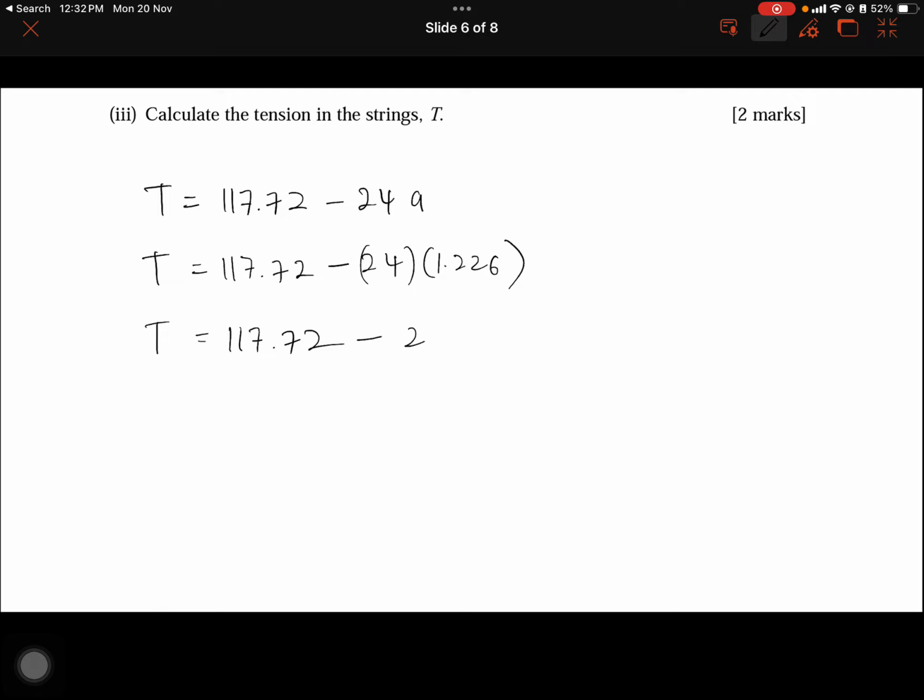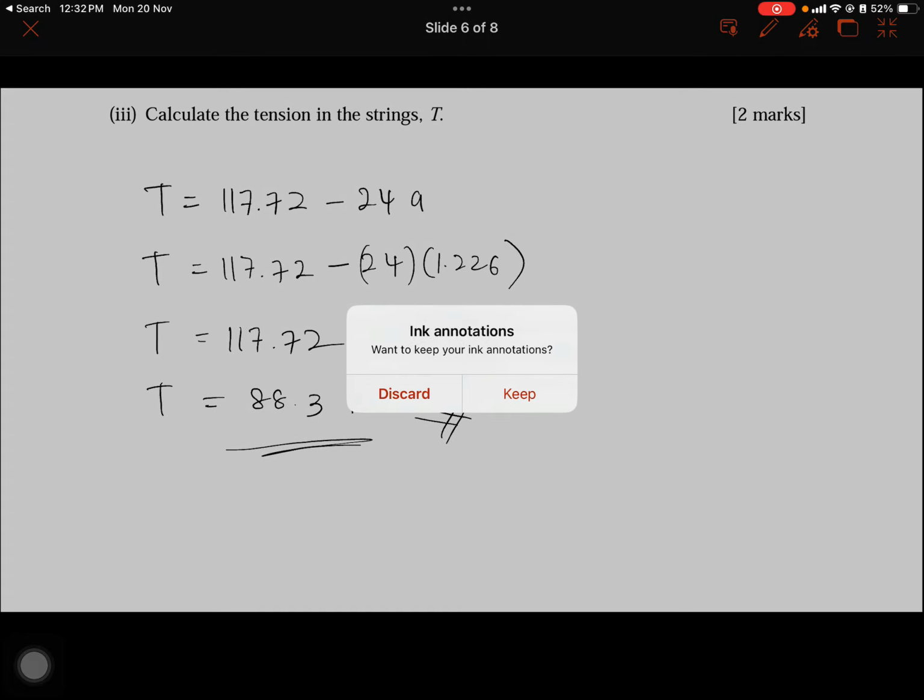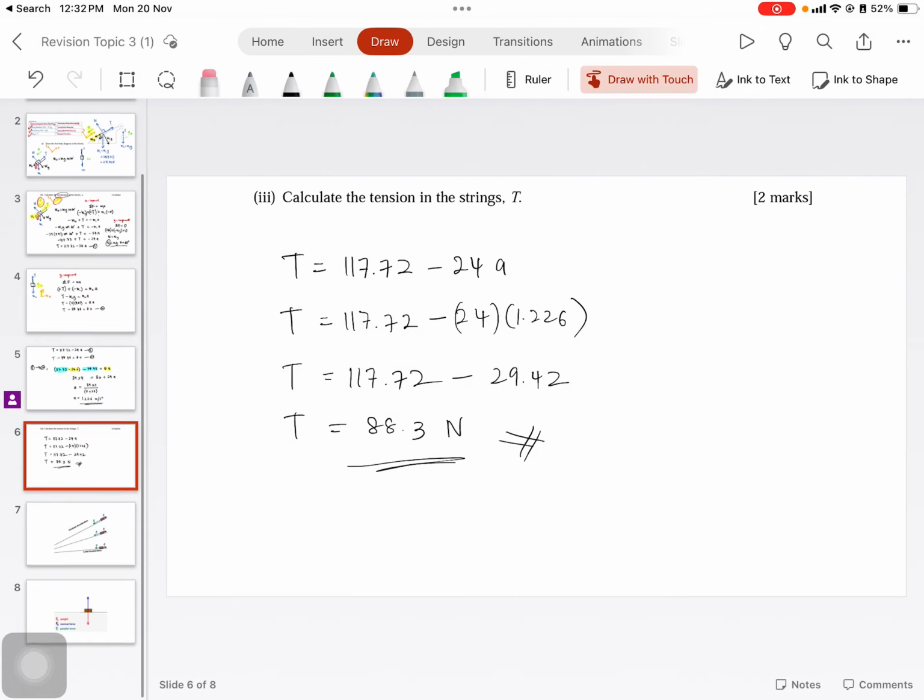you're going to get the tension is minus 29.42. So the tension is going to be 88.3 Newton. So this is going to be the correct final answer. So that is the idea on how to solve questions related to Newton's law of motion.